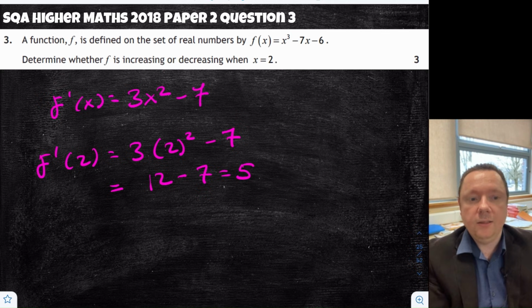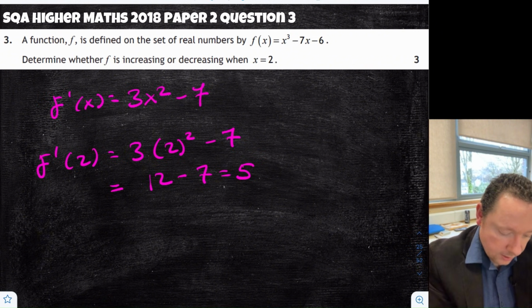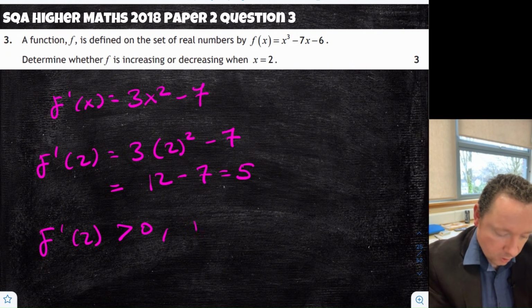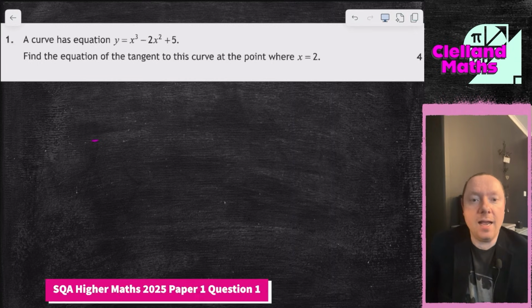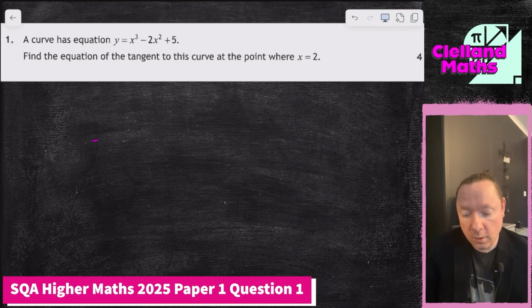And then we need to write a little statement. Since f dash of 2 is greater than 0, the function is increasing at x equal to 2. And we're done there. SQA Higher Maths 2025, paper 1, question 1.